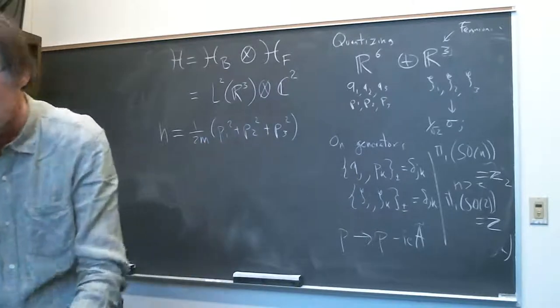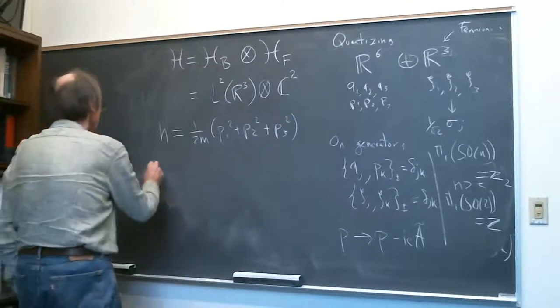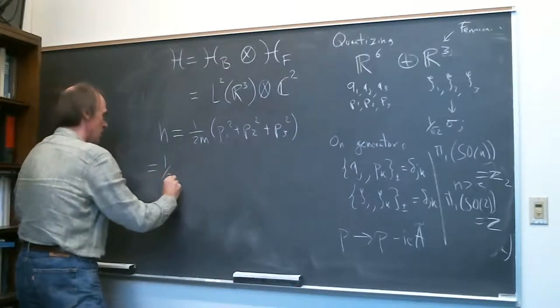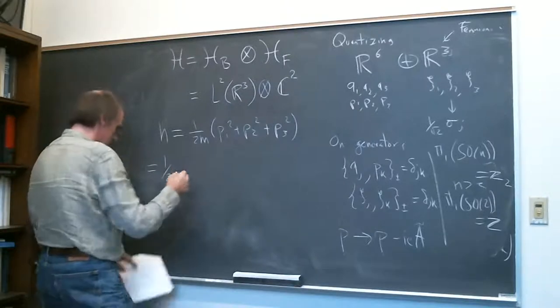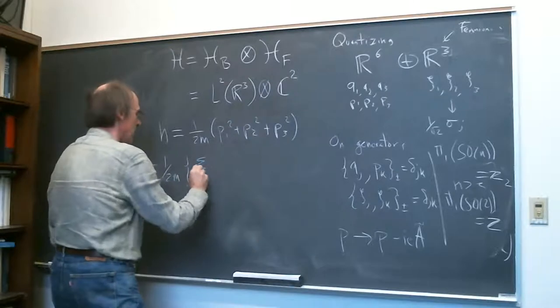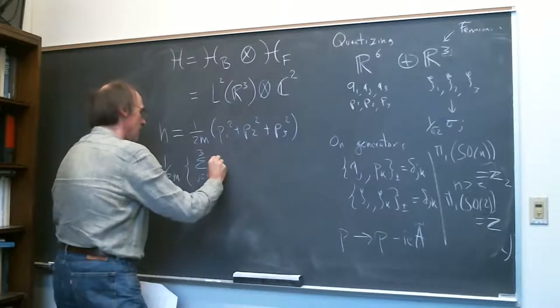And one way to see it is just this: you can write this as 1 over 2m times, let's see, I want to write this. So you can sum j from 1 to 3 of p_j.